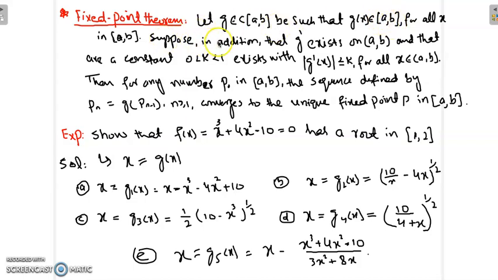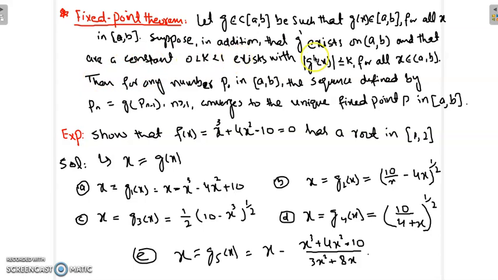And further, suppose that in addition its derivative exists on this open interval, and there exists a constant k, greater than 0 and less than 1, with the condition that the absolute value of the derivative of g is less than or equal to k for any x we take from this open interval (a, b).